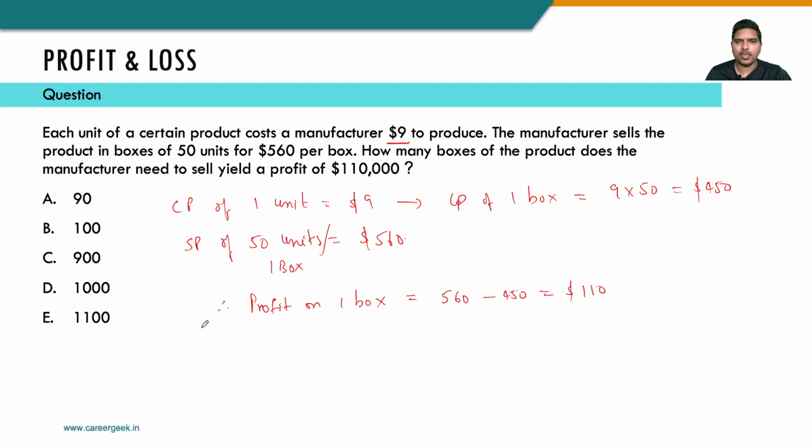Okay, so you can directly divide, or let's say let n boxes be sold. The total profit on one box is 110, so the total profit on n boxes is 110 into n. This has to be 110,000. That's what is given. So we divide by 110 on both sides.